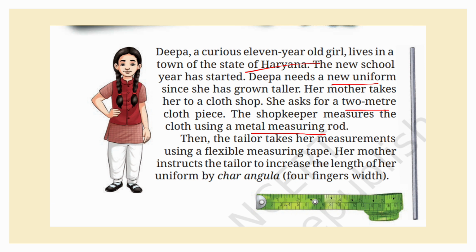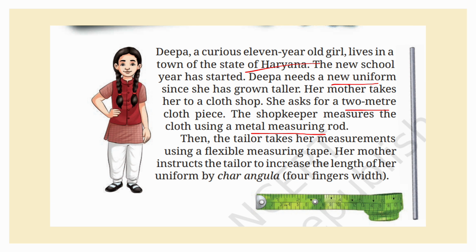So here Deepa is an 11-year-old girl. She lives in Haryana. Now the new school year has started, so she needs a new uniform. So her mother takes her to a cloth shop. Then she asks the shopkeeper for a 2-meter cloth piece. Then the shopkeeper measures the cloth using a metal measuring rod.